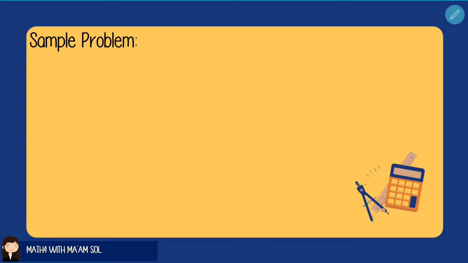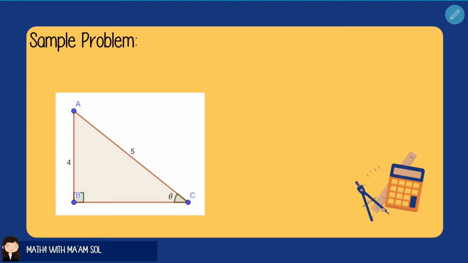Let's have another problem. Let's say we are given triangle ABC with angle theta. Side AB, the opposite side of theta, measures 4 units, while AC, the hypotenuse, measures 5 units. Now we're going to find sine of theta over 2, cosine theta over 2, and tangent theta over 2.